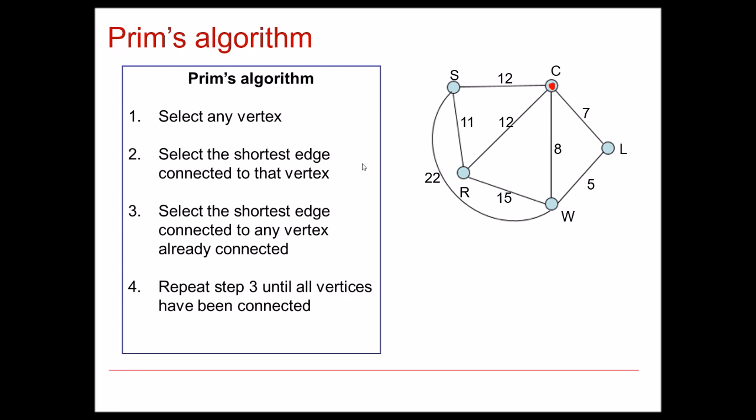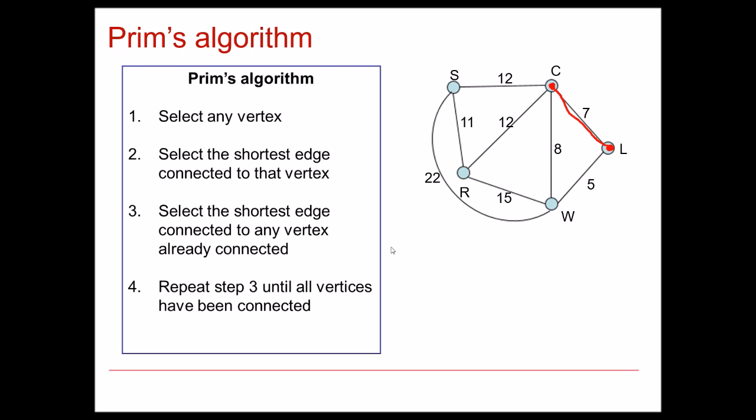Then it says select the shortest edge connected to that vertex. So I need to look at this vertex and look at all four of these edges and decide which one is the shortest. And the shortest one is this one, CL. So I'm going to add that to my tree.